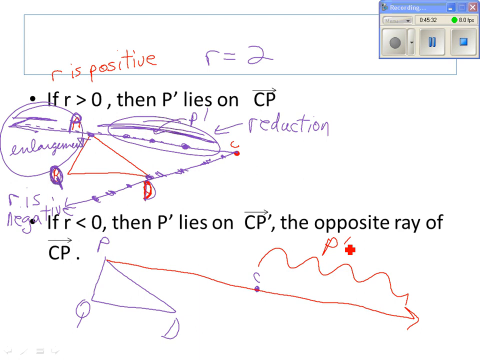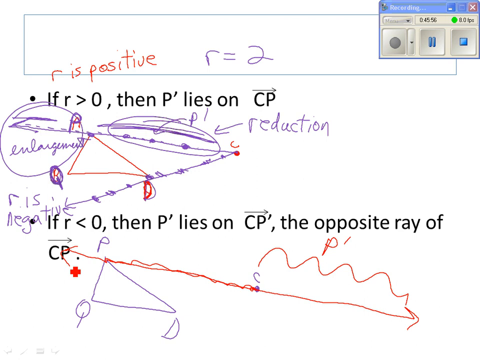Now, to explain that a little more, this ray that Zach drew for us a few minutes ago was ray CP. Well, this ray here, CP prime, is the opposite ray of that. So it goes out in the opposite direction. So P prime is going to fall somewhere in here.